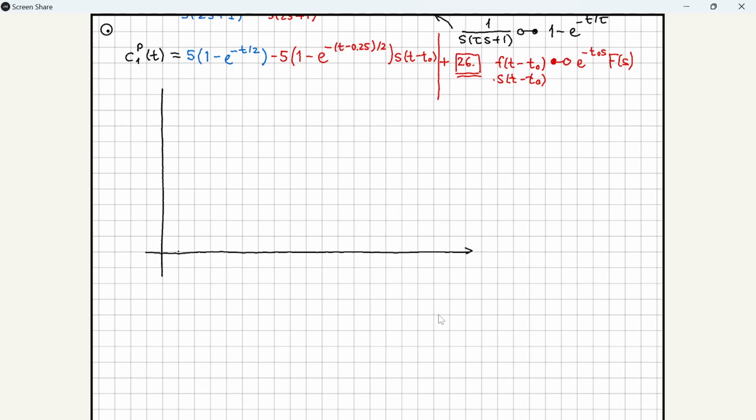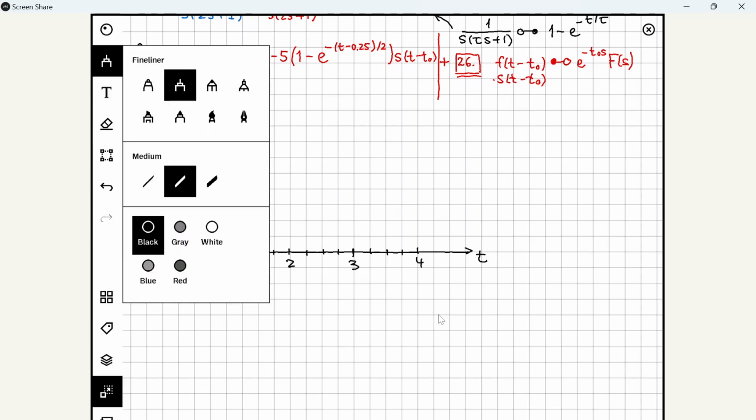So let me be quite careful with the scaling. So this is 1, 2, 3, 4. That should be enough. And 1, 2, 3, 4, 5, 6, 7, 8. So what I would like to draw is first the blue curve, then the red curve, and then I'm going to figure out what the combined curve is, because it's the difference between the two.